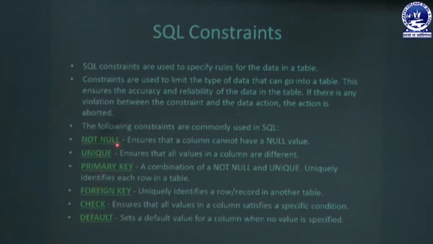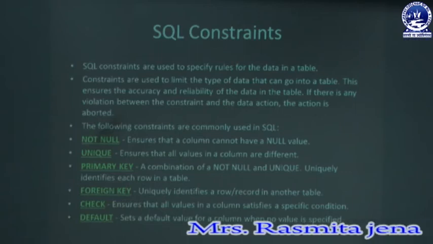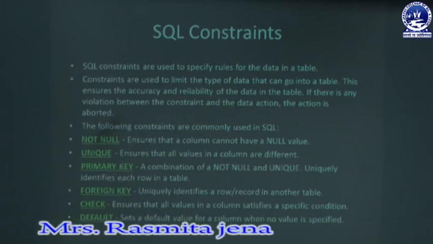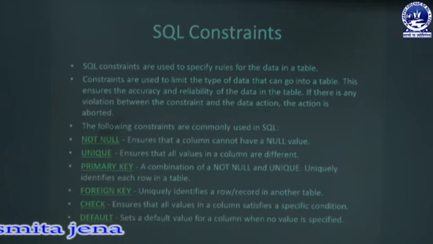First is the not null constraint. Not null constraint means that it ensures the column cannot have a null value. That means if we declare the attribute as not null, then we can't provide a null value for that attribute for any tuple.